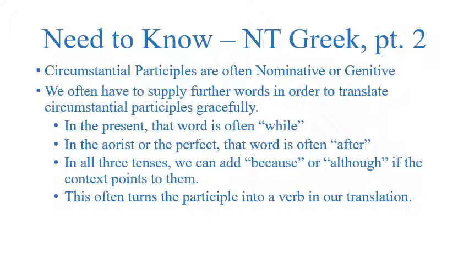In the present, we'll often add the word while to show that the participle is happening at the same time as the main verb. In the aorist or the perfect, we'll often add the word after to show that the participle happened before the main verb. In all three tenses, if the context demands it, we can add the words because, if we're showing a reason, or although, if we're showing a contrast. And finally, when we're trying to make our participle into good English, we often have to turn it into a verb instead of a relative clause or an adjective phrase. And remember, this applies only to the circumstantial.